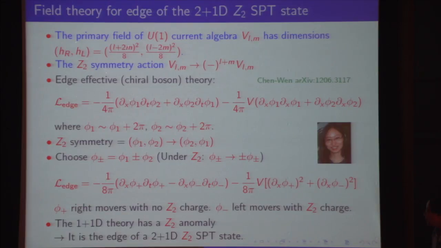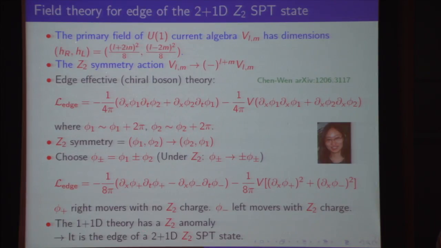It's more complicated. But in this phi plus, phi minus space, it's clear that we have a right mover, plus, and the left mover is minus. But then you can notice that under exchange, only phi minus carries Z2 charge. Phi plus does not change under the Z2 transformation. So that's precisely the situation where only the right mover carries Z2 charge, and the left mover does not carry Z2 charge. So from the field theory point of view, it's pretty clear this Z2 symmetry is anomalous.